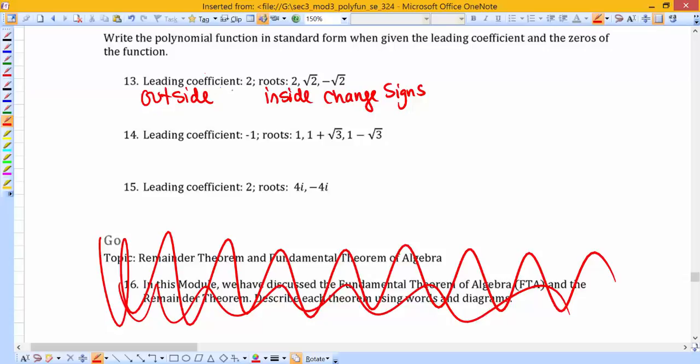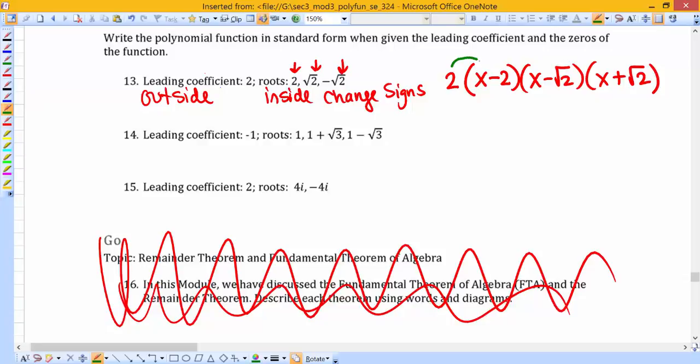So I'll just set up 13, but you guys need to go through and finish it. So the 2 goes outside. The roots are 2, root 2, negative root 2. So it's x minus 2, x minus root 2, and x plus root 2. That is not a polynomial function in standard form. That's factored form. So to write it in standard form, you would need to multiply everything through.